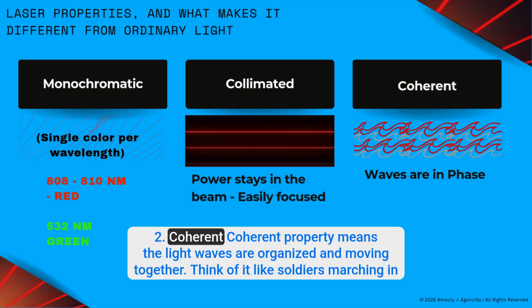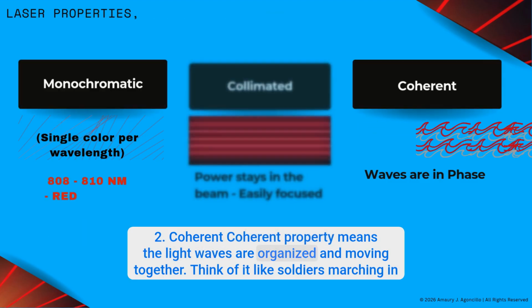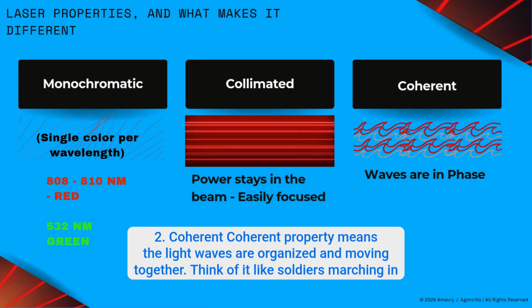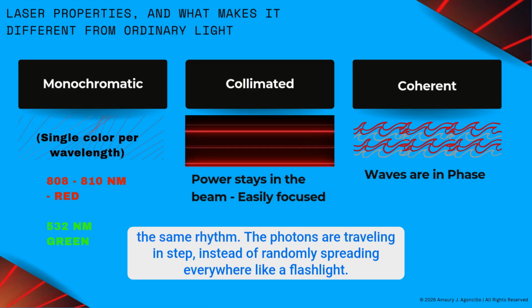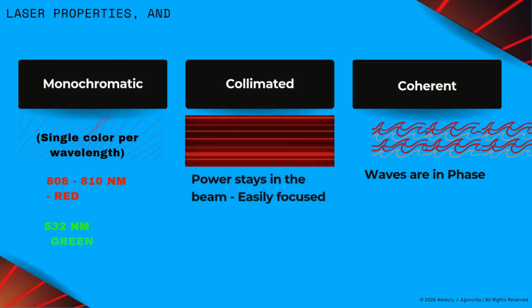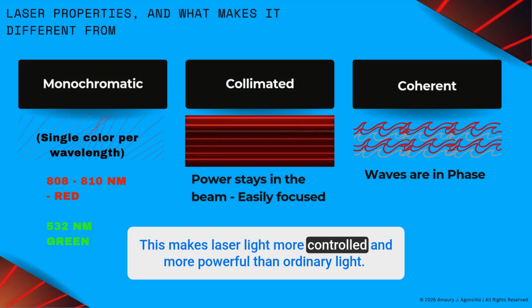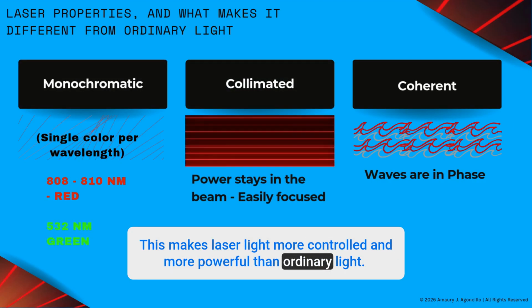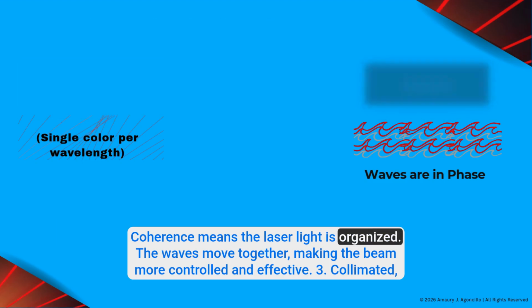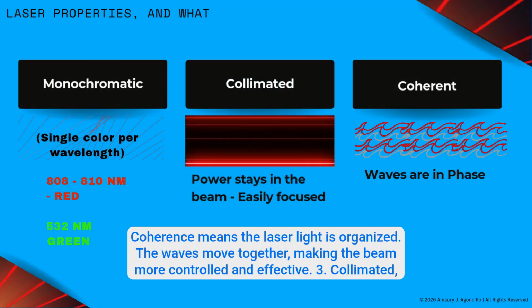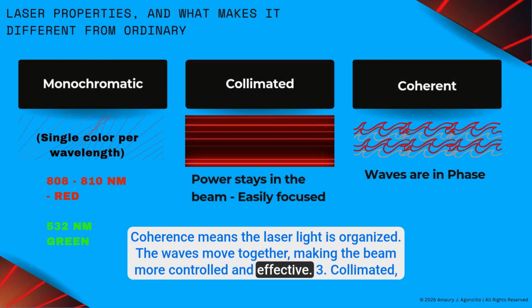2. Coherent property means the light waves are organized and moving together. Think of it like soldiers marching in the same rhythm. The photons are traveling in step instead of randomly spreading everywhere like a flashlight. This makes laser light more controlled and more powerful than ordinary light. Coherence means the laser light is organized. The waves move together, making the beam more controlled and effective.